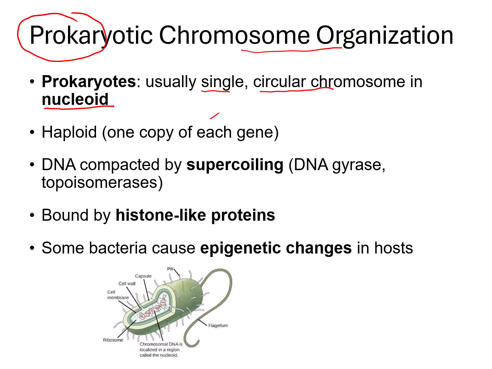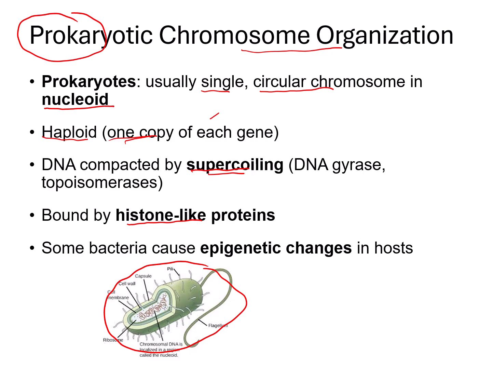These are also usually haploid because they don't have parents, right? They don't have two parents. It's just a cell undergoing binary fission, making an identical copy of itself. So they only have one copy of each gene. They still have to compact their DNA within that tiny cell though, so they're still supercoiling. Although they don't have histone proteins, they have similar proteins. We just call them histone-like proteins.